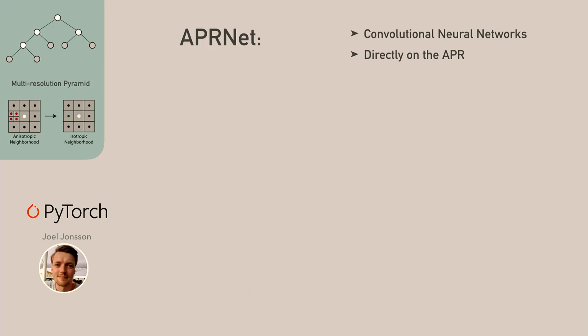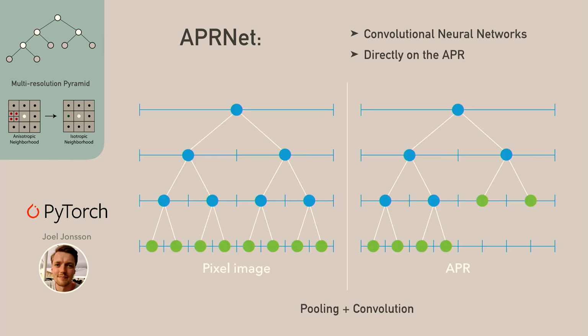Of course, you all know the power of deep neural networks and machine learning. If we want to have the APR as our main representation of the data, we need to be able to perform convolutional neural networks directly on the representation. If we want to do a convolutional neural network, we effectively need two things: a pooling operation and the convolution. Here's another way of thinking about the APR. We have the pixel image and its associated downsampled tree, and here you can see the APR. It has an identical structure; we've just truncated the tree at certain places.